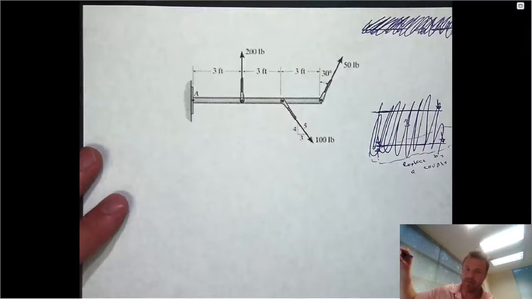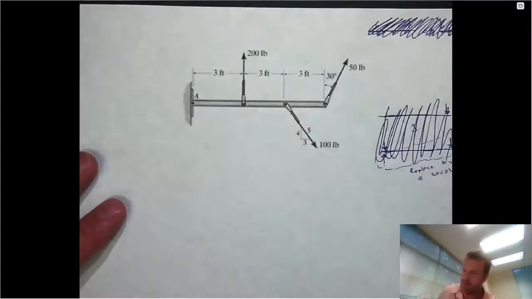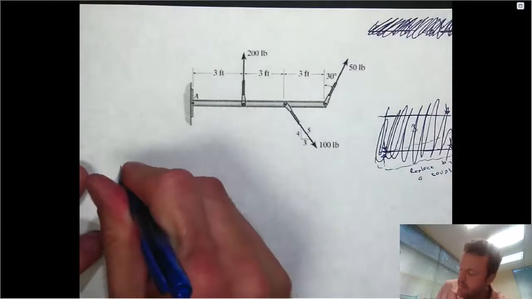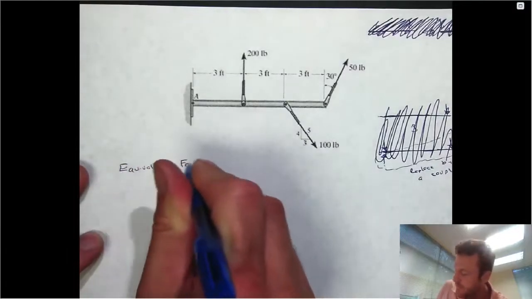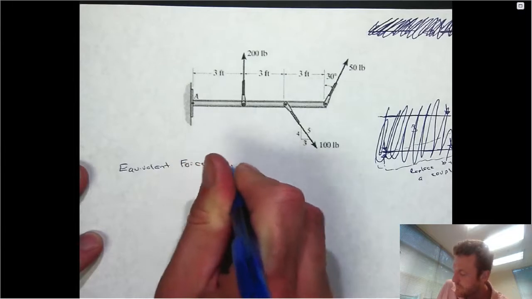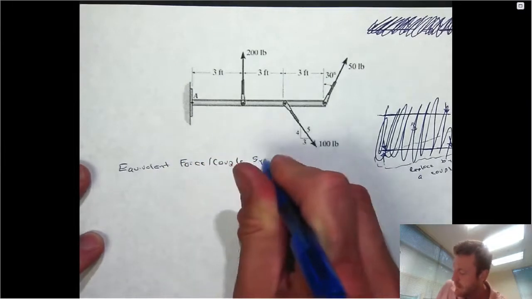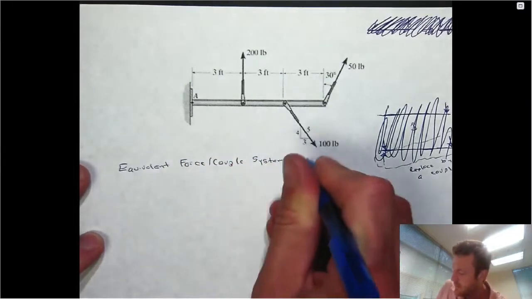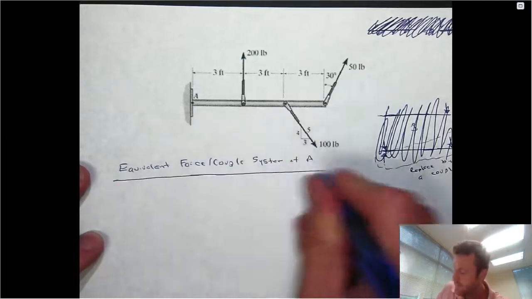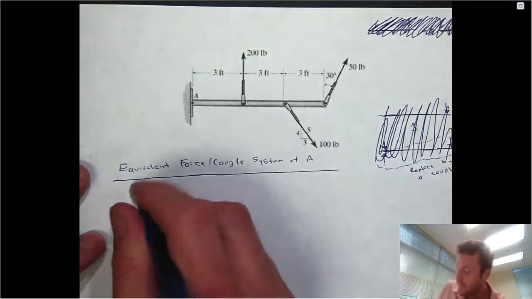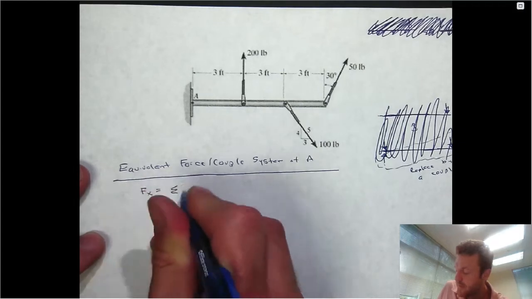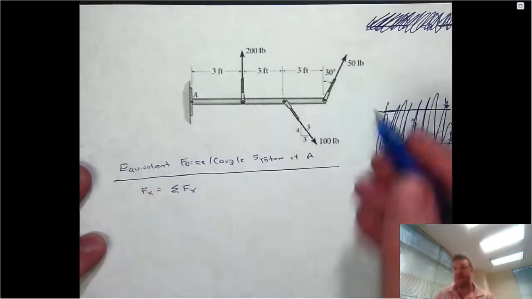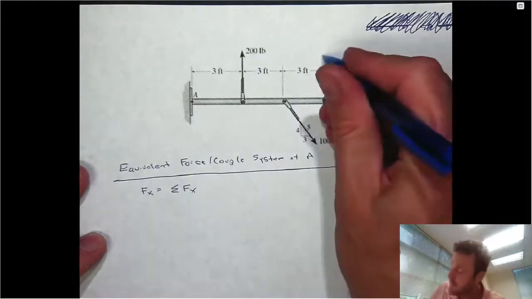Well, if you just think about it, or you use those formulas from the book, either way, since this is a coplanar 2-dimensional case, we know that the equivalent force couple system at A would be this, right? The x component of the equivalent force couple system is just going to be the sum of all the x components in this diagram. And we can decompose these forces.